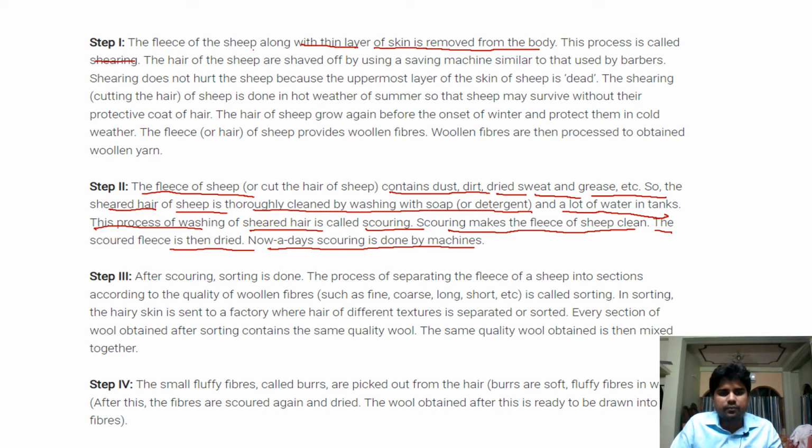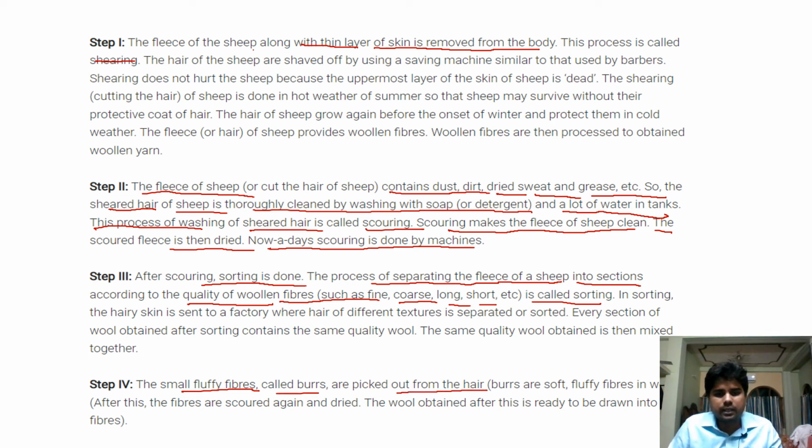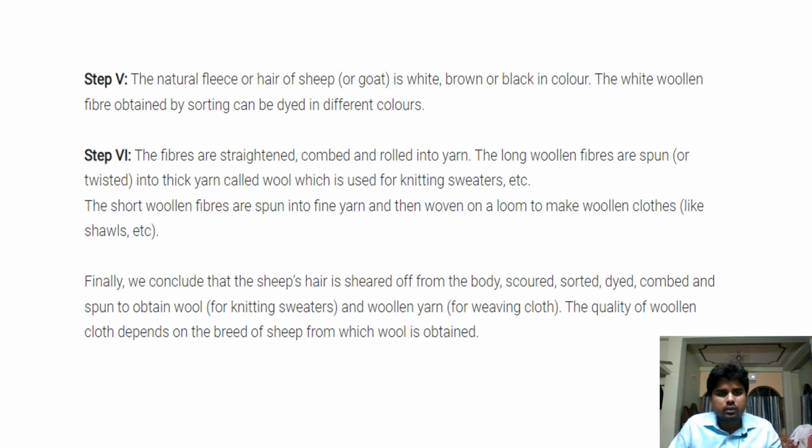The third step is that after scoring, sorting is done. The process of separating the fleece of a sheep into sections according to the quality of woolen fibers, such as fine, coarse, long, short, etc., is called sorting. The last step is that the small fluffy fibers called burrs are picked out from the hairs, and they are arranged further. The natural fleece or hair of the sheep is white, brown or black in color. Okay, there are different types of colors. The white woolen fiber obtained by sorting can be dyed in different colors.